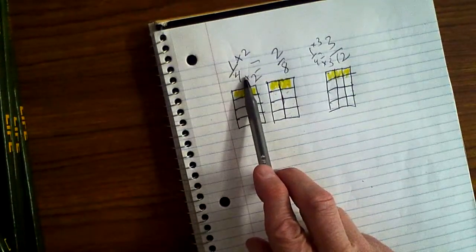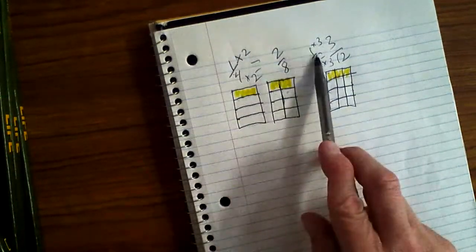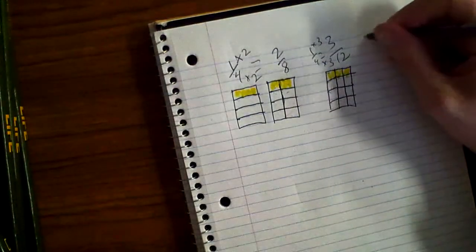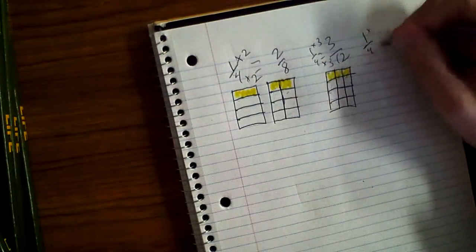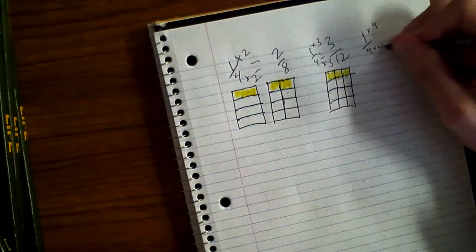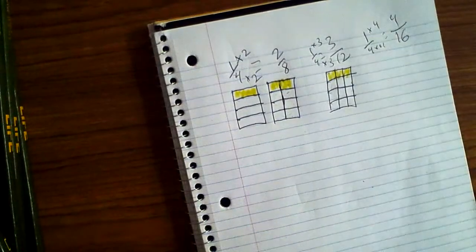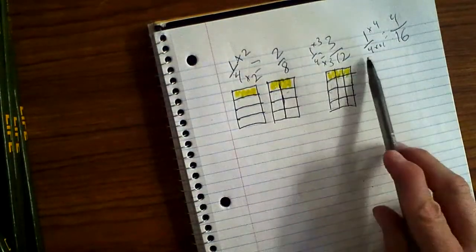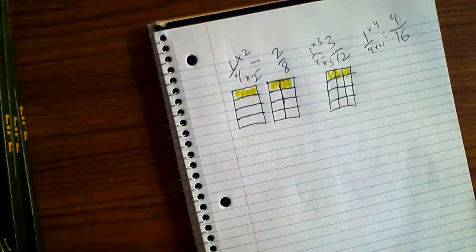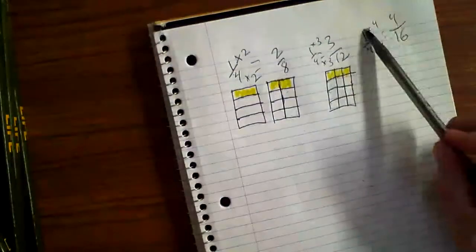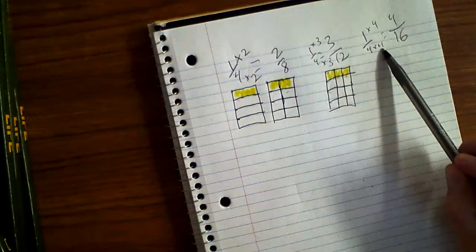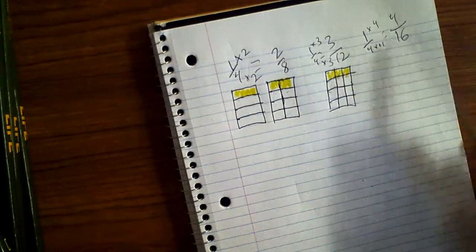Here we multiplied them both by 2. Here we multiplied them both by 3. If we wanted to multiply both by 4, we would get 1 times 4 is 4. 4 times 4 is 16. 4/16. That's another fraction that's equivalent to 1/4. And we don't need a picture to prove it because we know as long as we multiply both numerator and the denominator by the same number, we will get an equivalent fraction.